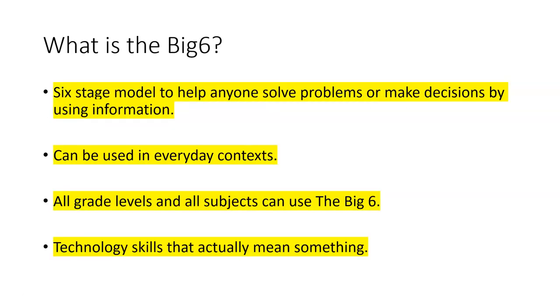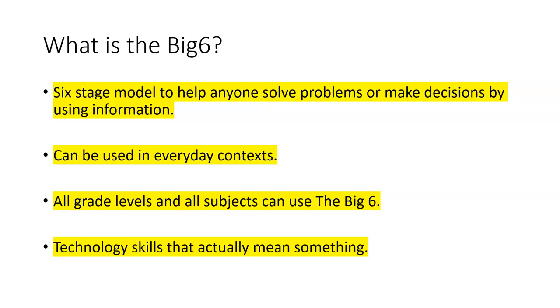So what is the Big Six? Well, it is a six-stage model to help anyone solve any kind of problem or make decisions by using information. It can be used in everyday situations, from what to pack on vacation, to what movie we should see, and then of course anything research project based in school or just finding out information. It can be used for all grade levels and all subjects.